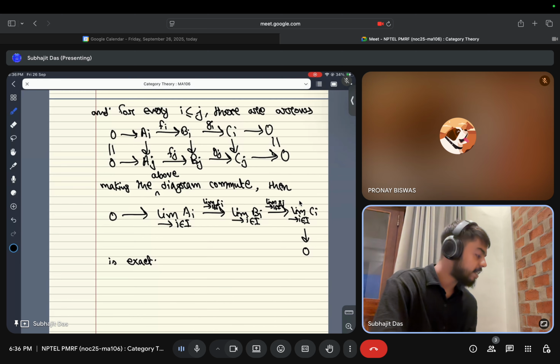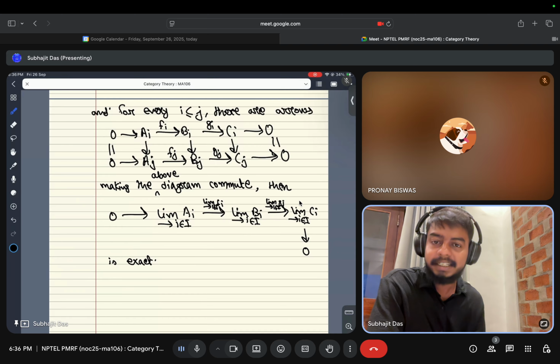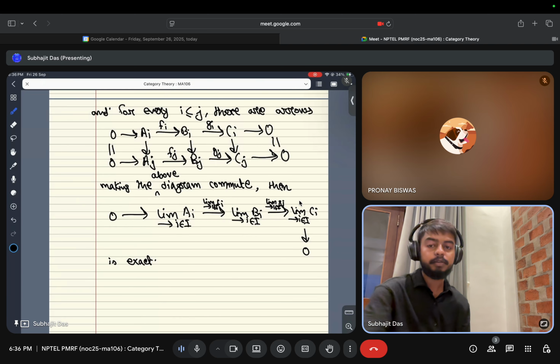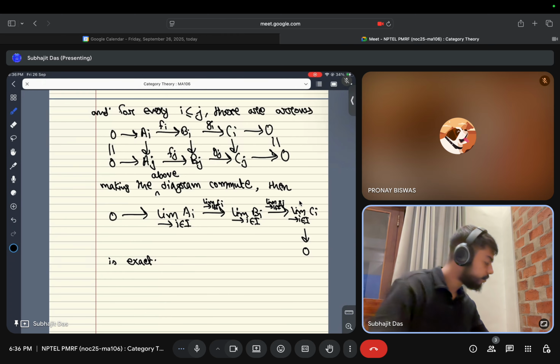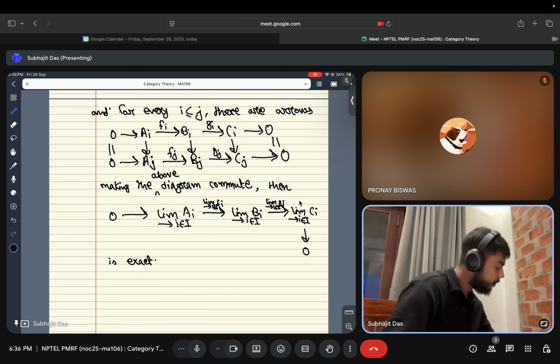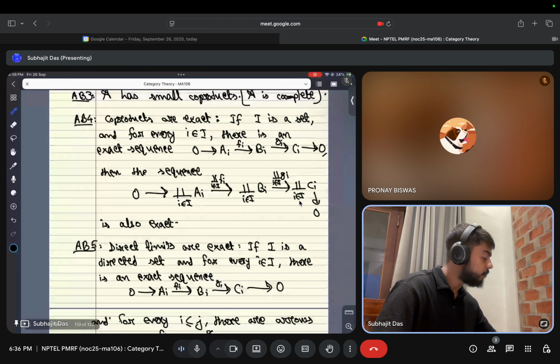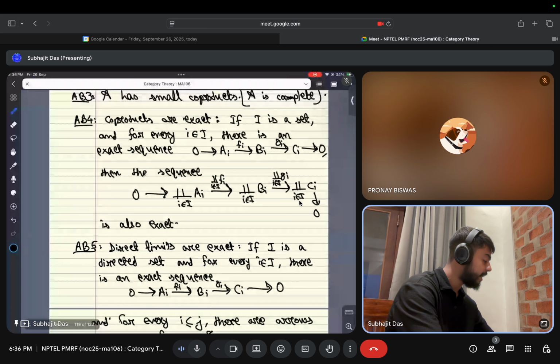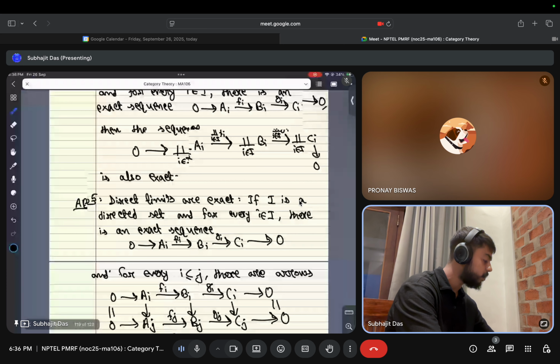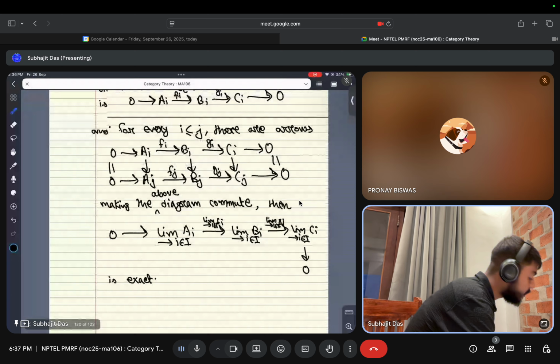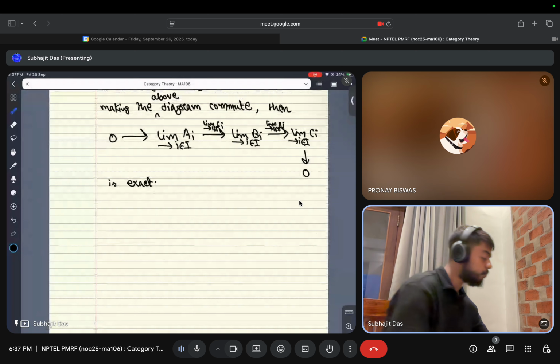So what we just ask in AB5 is that this direct limit of these exact sequences should be exact. So these are AB3, AB4, AB5. These are pretty strong axioms, and I'll mention that point at the end, because we'll rather solve something which will be useful. So we can figure everything out by ourselves.